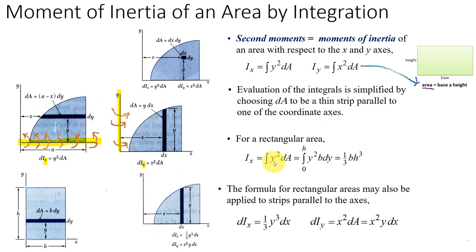For a rectangular area, if we crank through this guy, the area element is just the base times dy. So here's base times dy. Y squared goes to 1/3 y cubed, where usually the height is the dimension here in the y direction. So 1/3 b h cubed. That's for a rectangular area rotating around the x-axis.